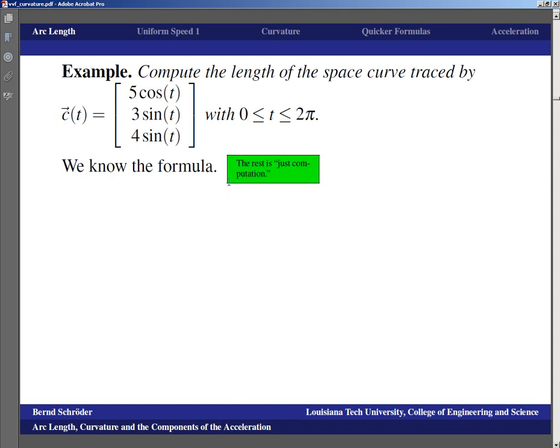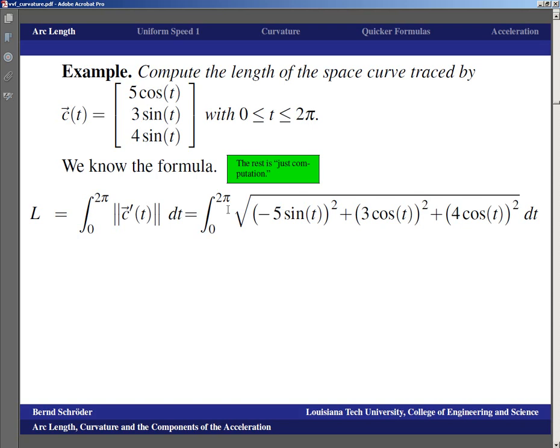Alright, so we know the formula, and the rest is just computation. Alright, so here's that thing again. If I tell you the formula is you take the derivatives, square the derivatives, sum that up, take the square root and integrate that, well, that's a lengthy process, but nonetheless, it's just computation. So the length will be the integral from 0 to 2 pi of the norm of c prime of t dt, which will be the integral from 0 to 2 pi of square root of the sum of the squares of the derivatives. So the derivative of 5 cosine t is negative 5 sine t, the derivative of 3 sine t is 3 cosine t, and the derivative of 4 sine t is 4 cosine t.